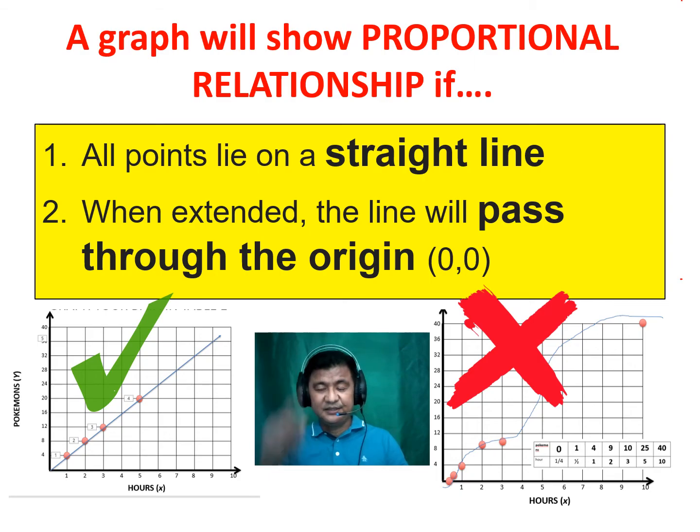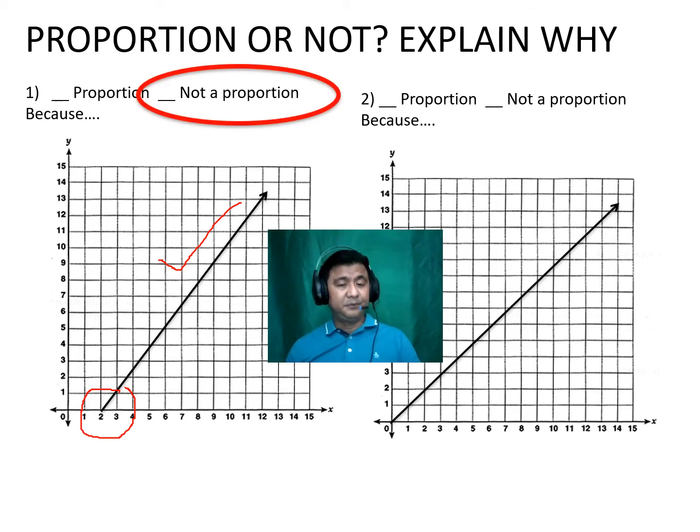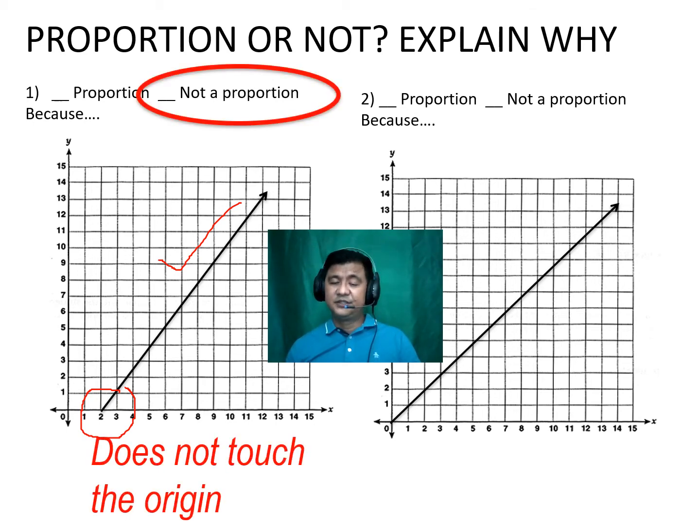Okay, we ready? Let's have some practice. Proportion or not? Number one. Let's see. You are a straight line. Check. Oh, wow. Look, if I extend it, it only stops here. So what can we say? It is not a proportion because it does not touch the origin. Remember, the two conditions should be met. The second one, what do you think? Write your answer in the chat. Come on, write it in the chat.